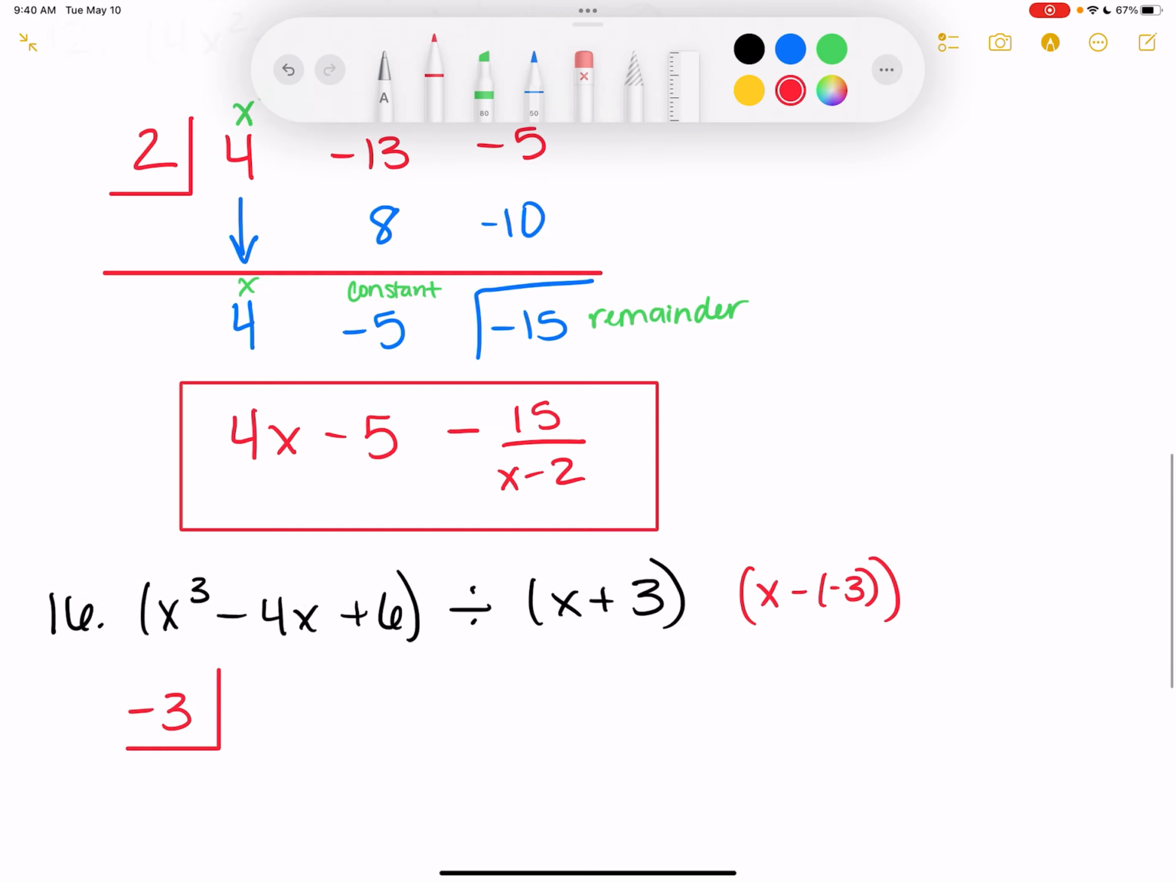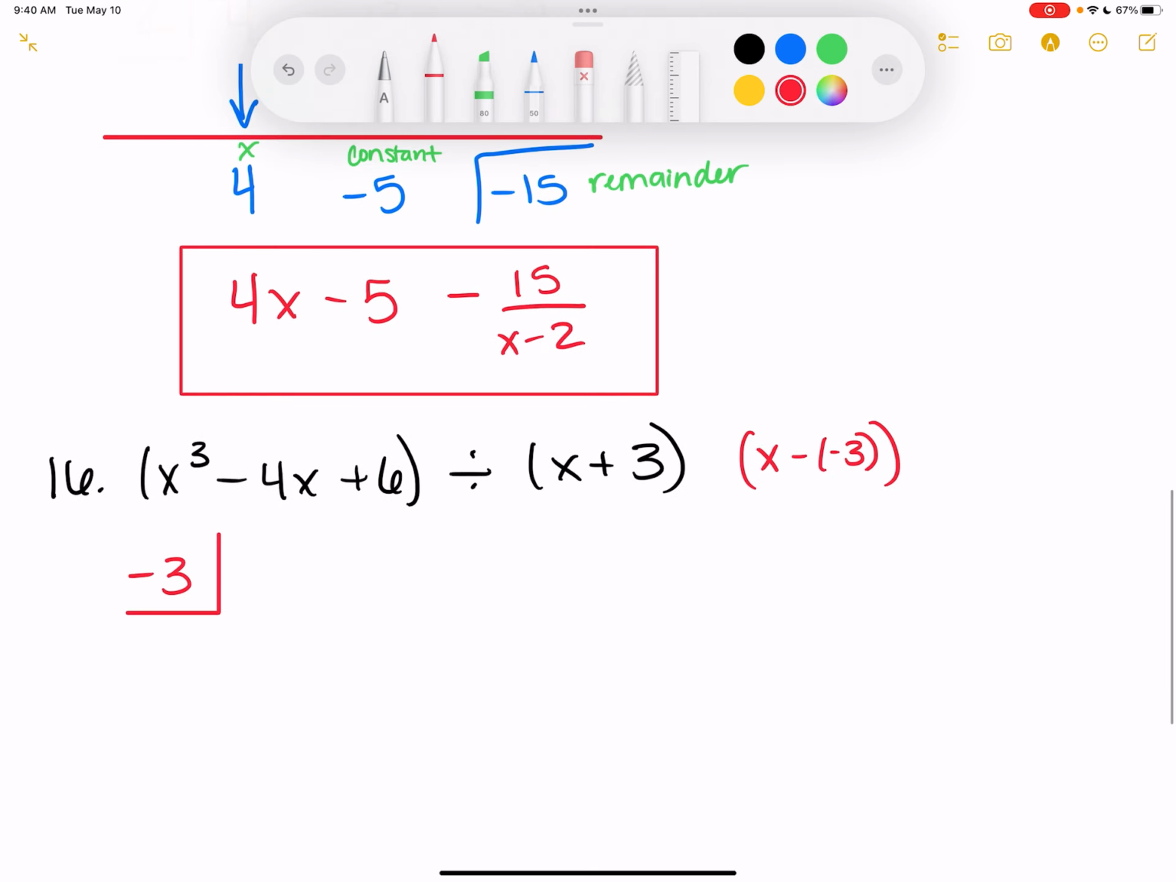What else do we notice about this? There's one more thing that we should notice. There's no squared term, so I'm going to put a 0 in, okay? So the x cubed term, obviously there's an imaginary 1 out front, so we copy down a 1. X squared is gone, so I put a 0. Then I have x, so that's negative 4. And then lastly, 6.